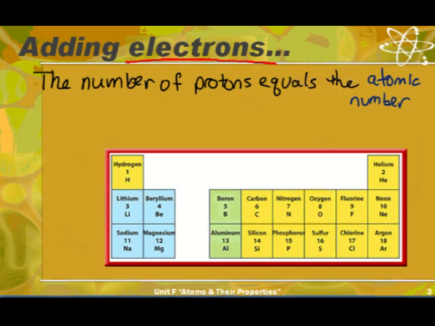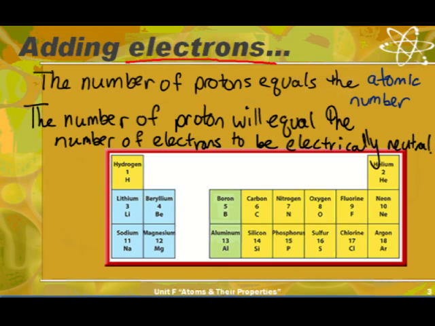And when we're considering atoms, we want them to be electrically neutral. So the number of protons will equal the number of electrons if an atom is to be electrically neutral.